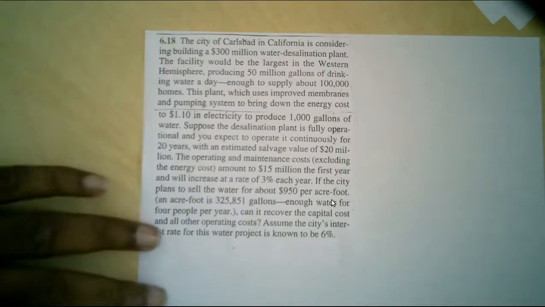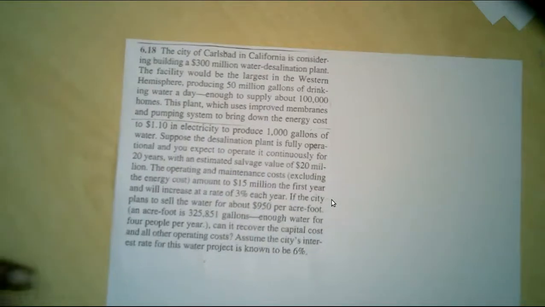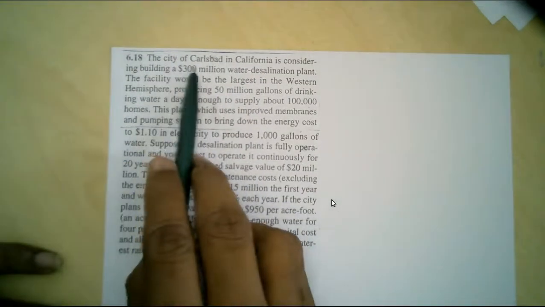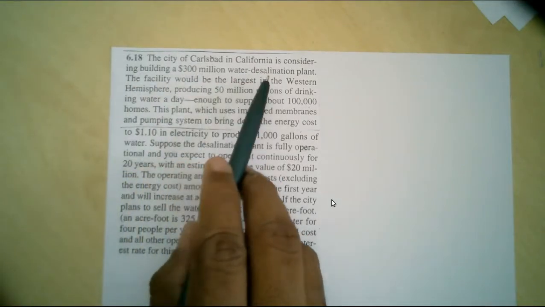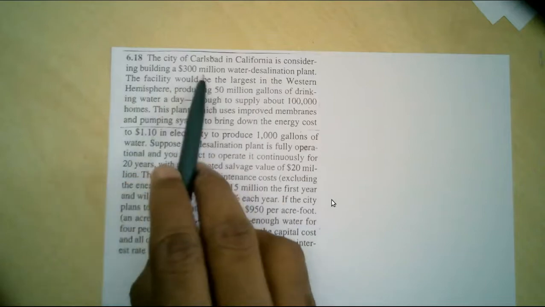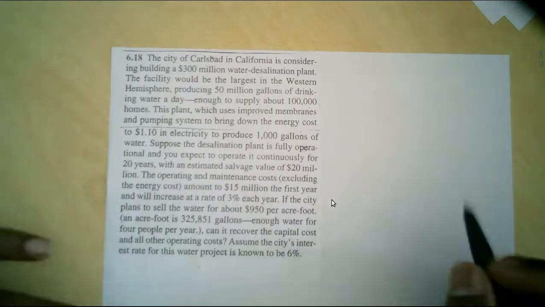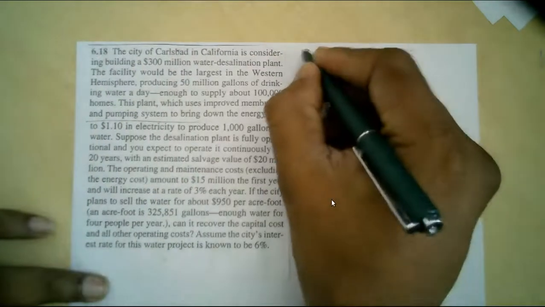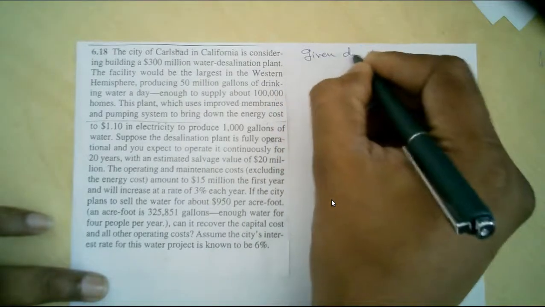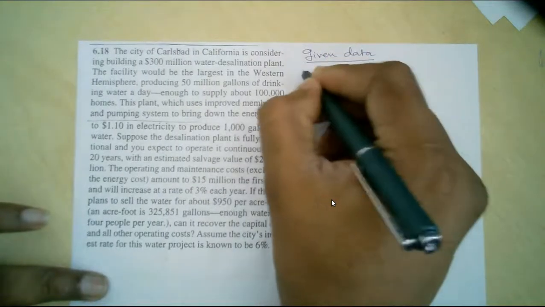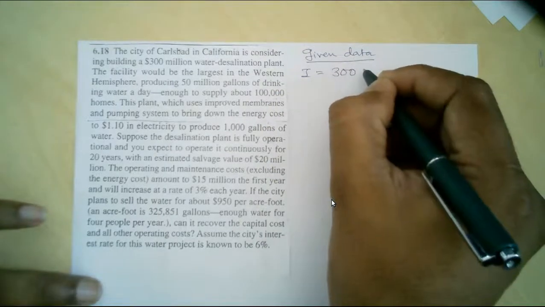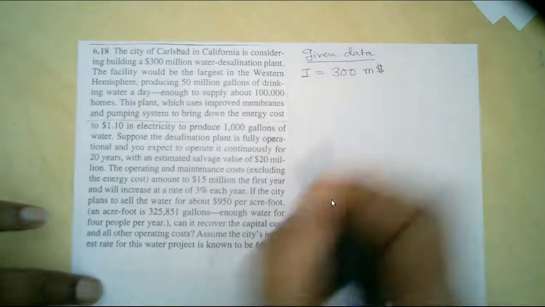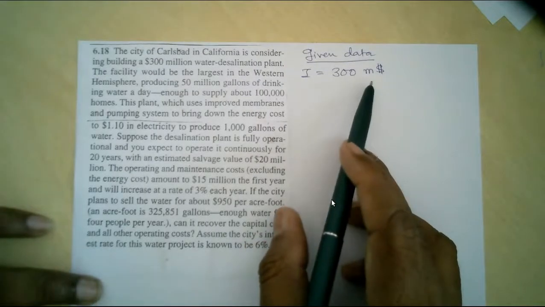Okay. So let's start. The city of Carlsbad in California is considering building a 300 million water desalination plant. Okay, so what is this 300 million? That is the initial investment. Okay, so let me write down the given data. So the initial investment is $300 million. So I think I will solve this entire problem in the units of millions of dollars.